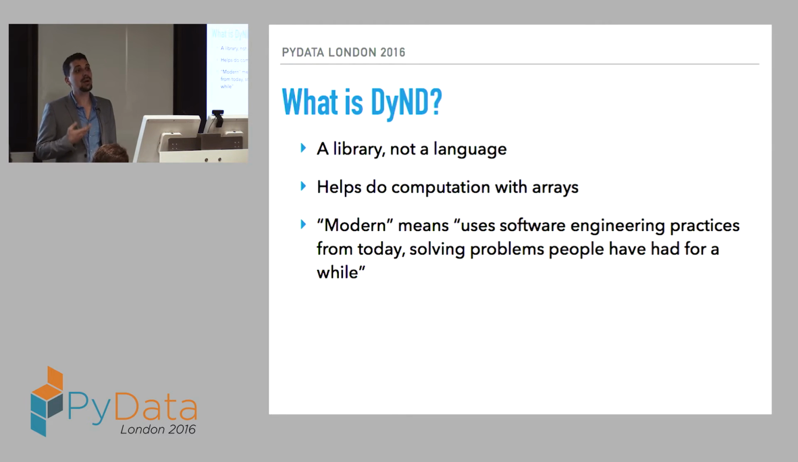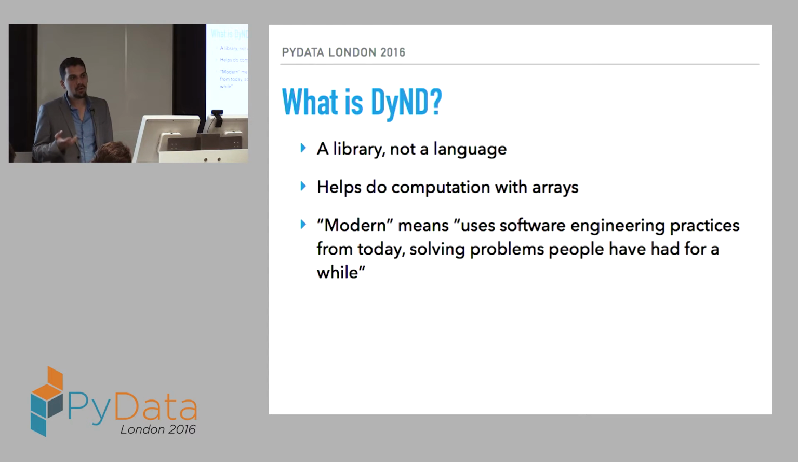NumPy is quite old now. It's at least 20 years old, as Travis said. The origins of it were really 1997. It's got a lot of flaws and other things we'd like to do that would be nice if we enabled. So DyND is a library, like NumPy, that we hope will help people do these things. It is not a language in itself. That is something that's a solution like Julia, which is also very good, but a bit different. So this helps do computation with arrays.